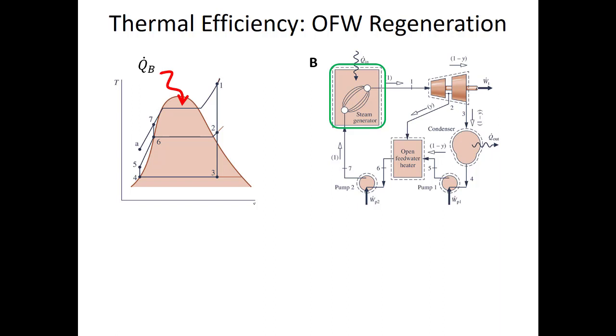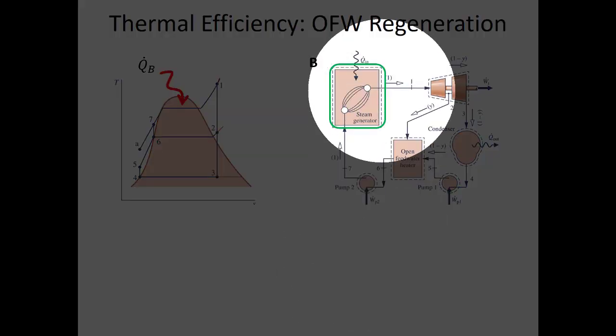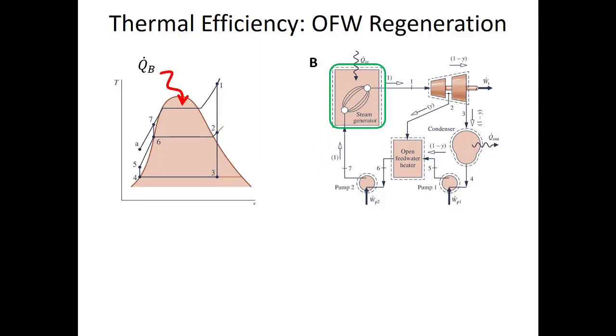And in this particular cycle, at least in this drawing, there's only one place I'm adding heat. So it's a little different than the reheat cycle because I still only have one steam generator, right? So the heat in, or the sum of all the places where we're adding heat, is just the first place where we're adding heat. And that's going to be m dot through the boiler times h out, which is h1, minus h in, which is h7.